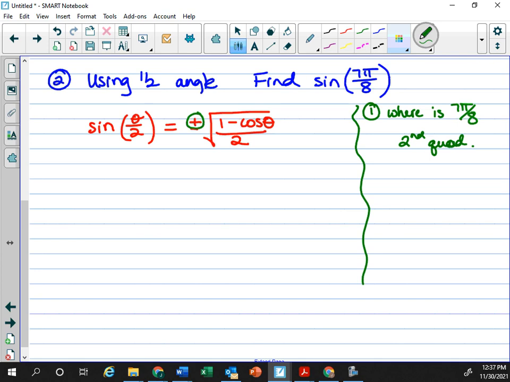All right, the second step that you have to go through, you need to figure out what is theta.